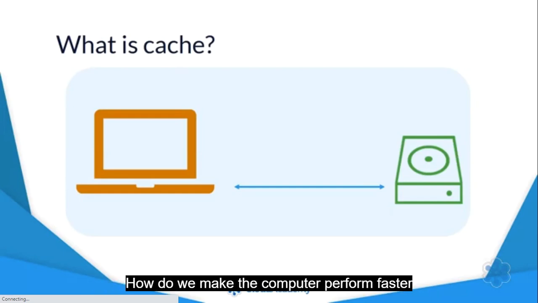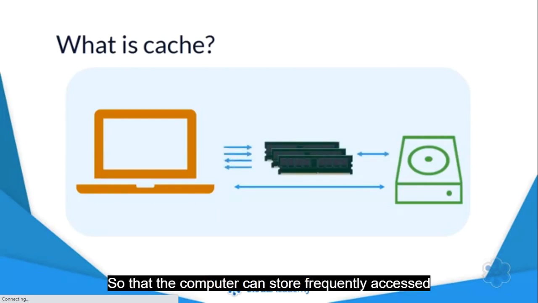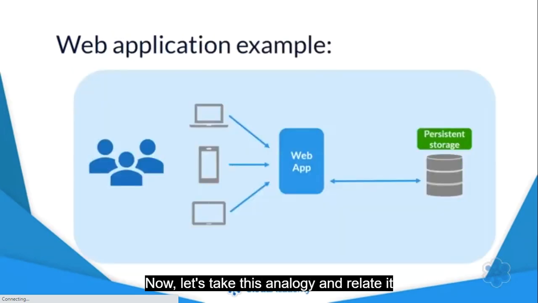How do we make the computer perform faster and serve up our information more quickly? We add RAM, more memory. Why do we do this? So that the computer can store frequently accessed information in memory instead of having to run to the disk for the information. Now let's take this analogy and relate it to how a web application uses in-memory caching.